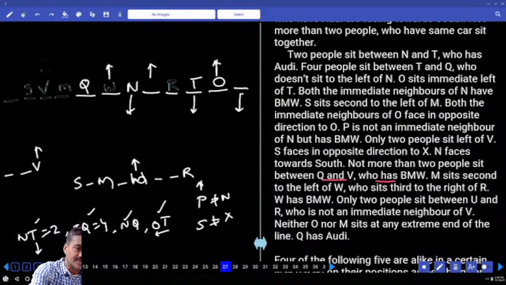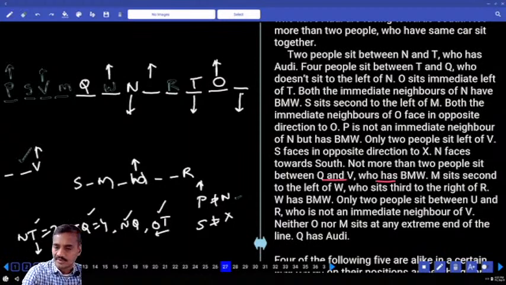Because V is facing towards north and there are only 2 persons to the left hand side of V. Now we have done with this information. And next one, P and N, they are facing opposite, and P is facing towards north but not adjacent to N. As P is facing towards north but not adjacent to N, P is here. And who is having BMW?